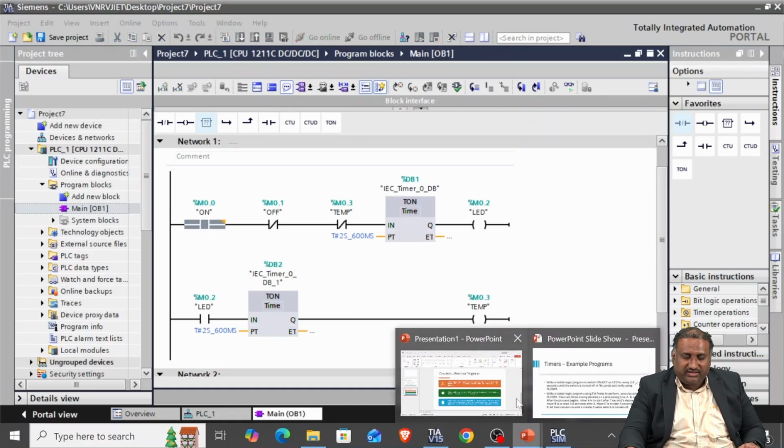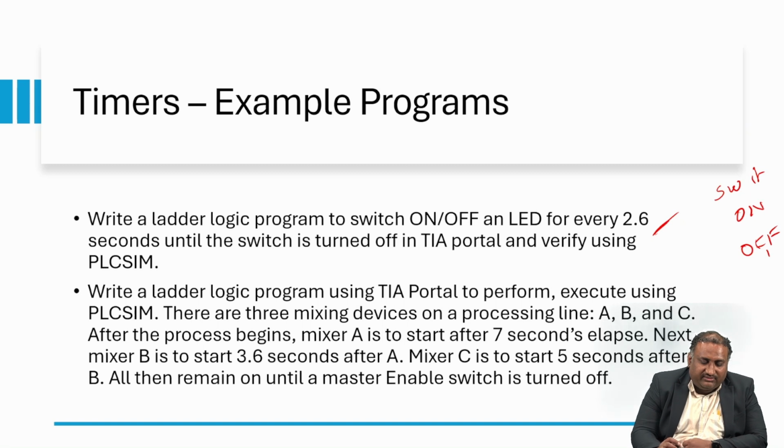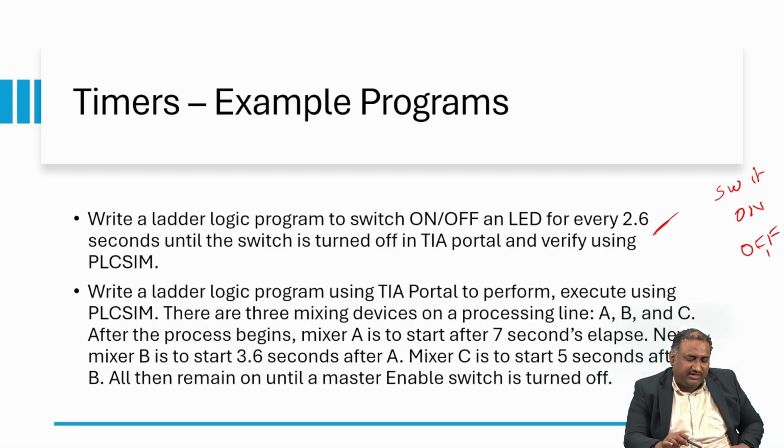Now let us consider the second example. If you look at the second example, it says that there are three mixing devices A, B, C. When the process is started, mixer A will start after 7 seconds. Mixer B will start 3.6 seconds after A, and mixer C will start 5 seconds after B. And when it is turned off, the whole loop will be turned off automatically.